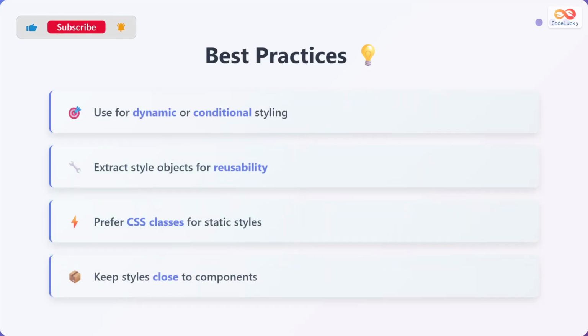To make the most of inline styles while avoiding potential pitfalls, here are some best practices to follow. Use inline styles primarily for dynamic or conditional styling, extract style objects for reusability across components, prefer CSS classes for static styles to maintain performance and separation of concerns, and keep your styles close to the components they style for better organization and maintainability. By following these guidelines, you can effectively leverage inline styles in your React projects.